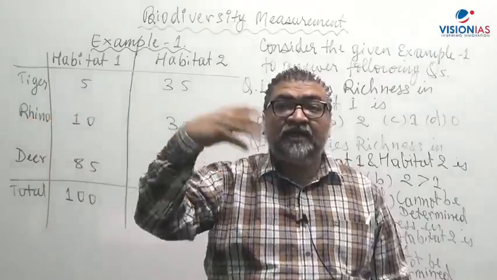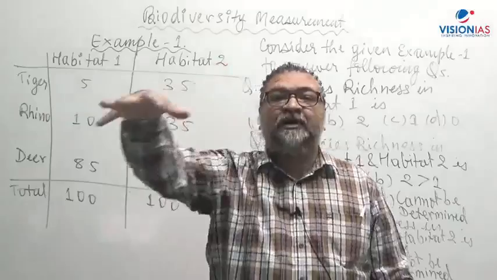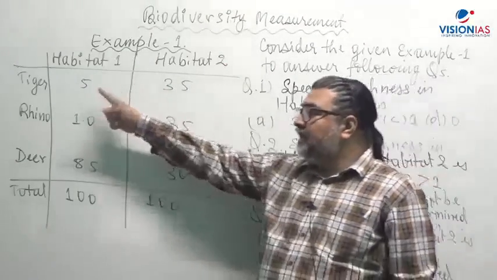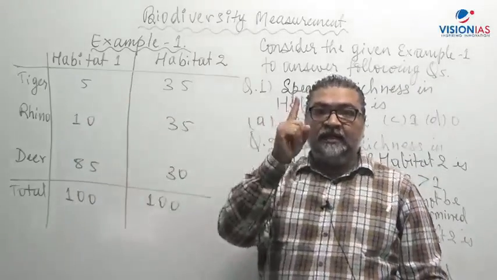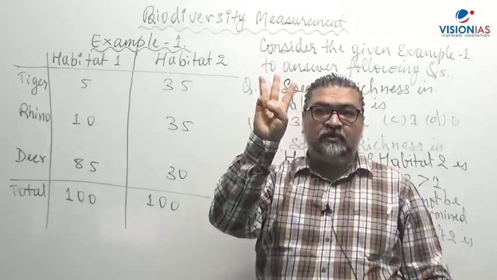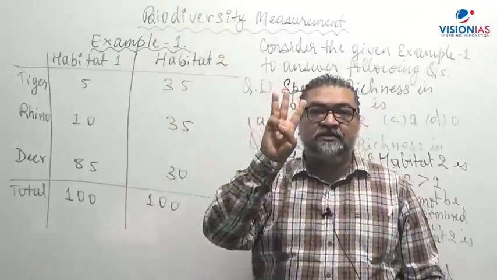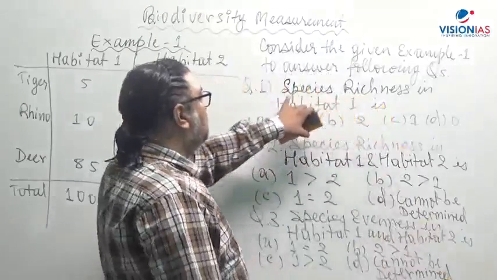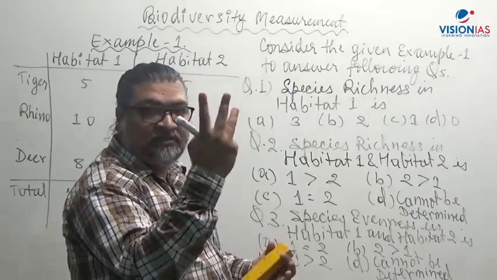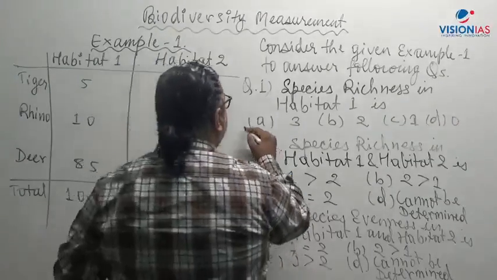So how many varieties of species are there? How many flora, how many fauna are found in that particular habitat? If you see habitat 1 here: tiger, rhino, deer. Tiger 1, rhino 2, deer 3rd. So habitat 1 has got 3 species. So what is the first question here? Species richness in habitat 1 is 3. The 3 types of species: tiger, rhino and deer. So the answer is A.